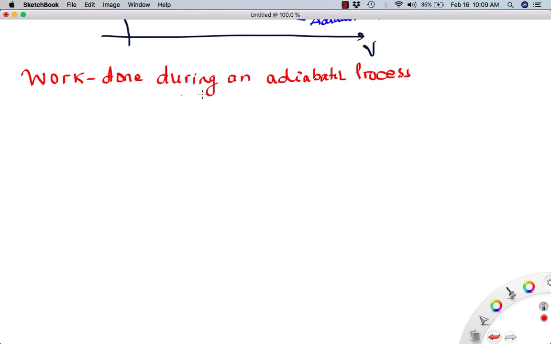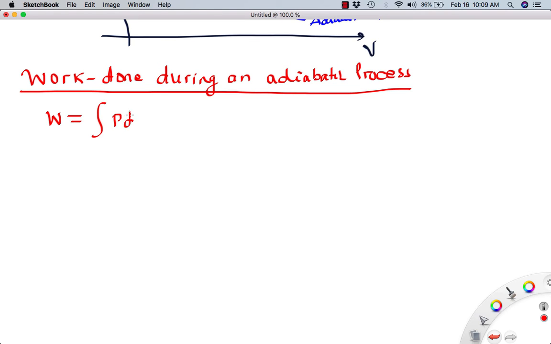So here we will talk about specific work. Total work is the integral of P dV, where this is capital V, from capital V1 to capital V2. But here we will talk about specific work, which is work per unit mole. So here we would have small v, from v1 to v2, and P small dv.